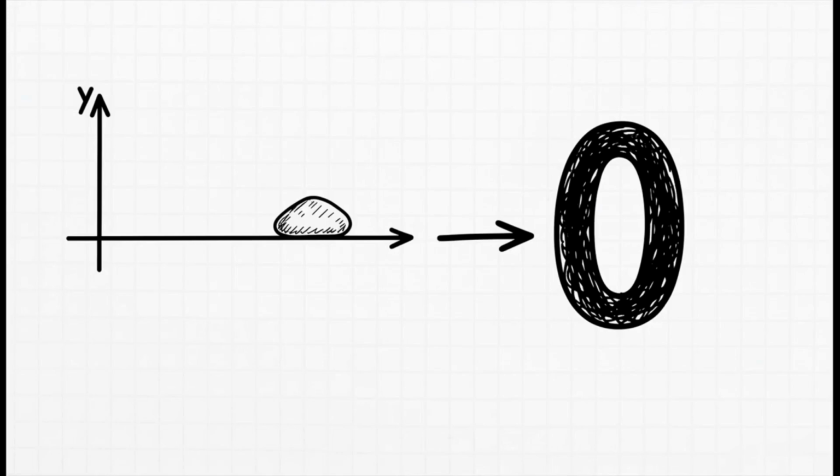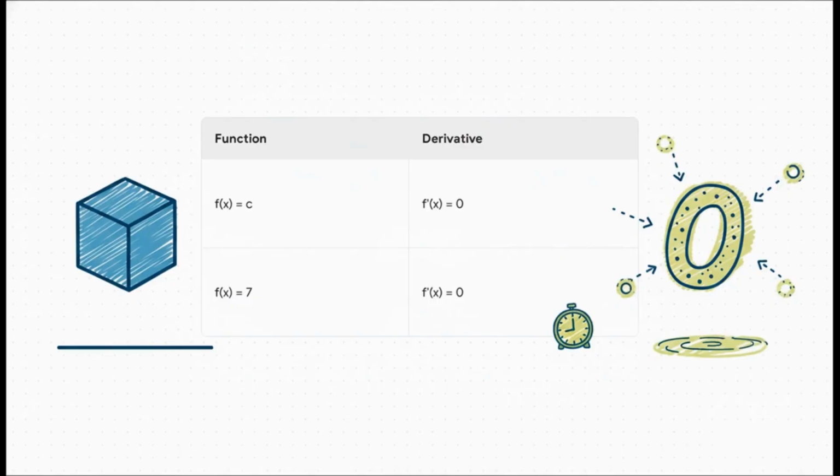Our very first tool is probably the easiest one you'll ever learn, the constant rule. The logic here is just beautifully simple. A constant is a number that, by definition, doesn't change. So what's its rate of change going to be? Yep, it's 0. The derivative of any constant number, whether it's 7 or 7 million, is always 0. If nothing is changing, the rate of change is 0. It's as simple as that.